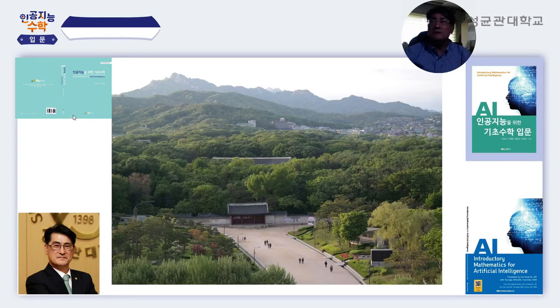And I have written this standard textbook on mathematics for artificial intelligence. Then I made the easier version of this book as the introductory mathematics for AI. And for you, I wrote it in English. So you now have the English version of introductory mathematics for artificial intelligence that we're going to use in this semester.